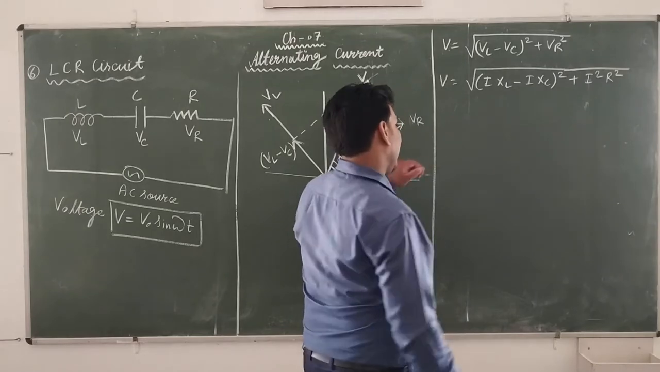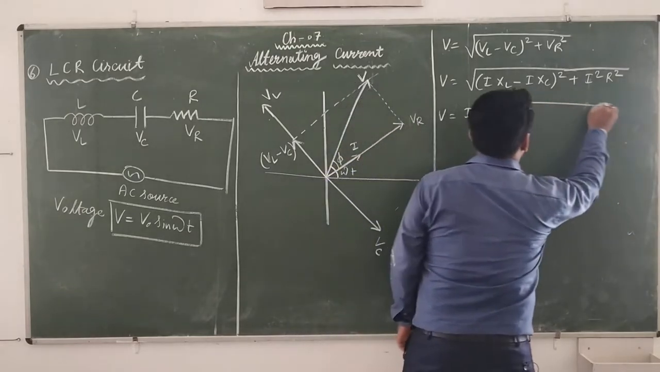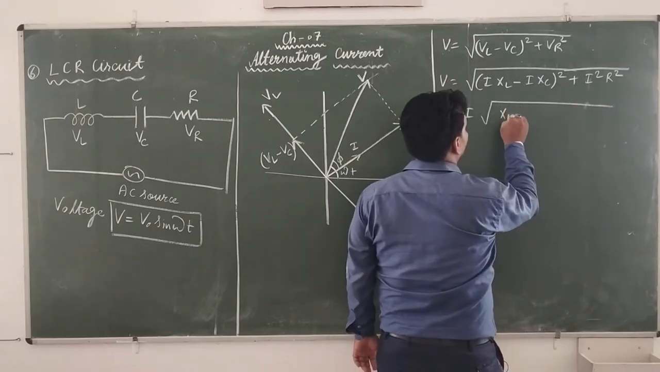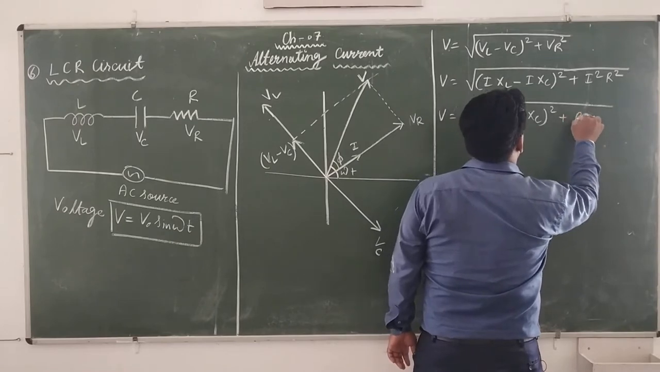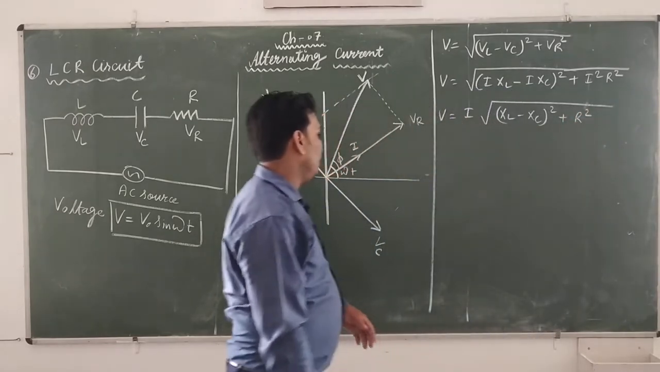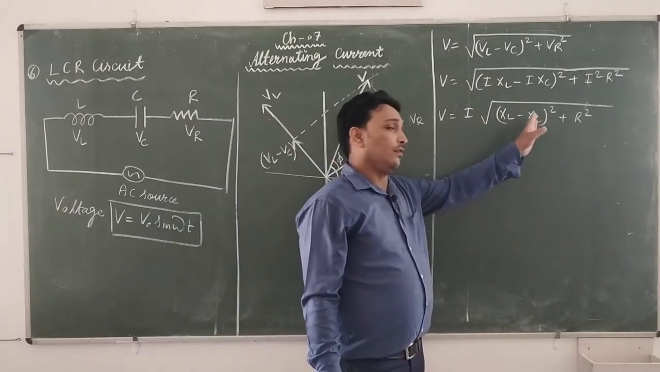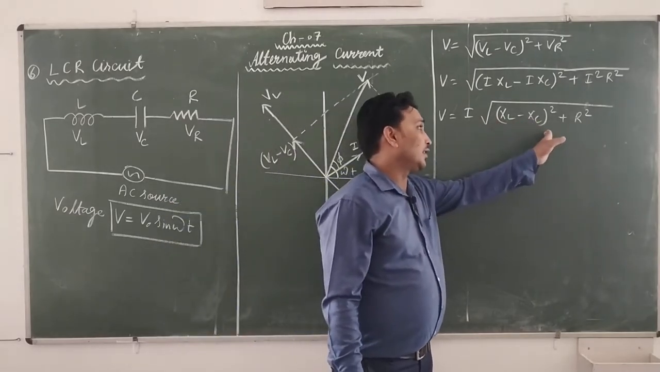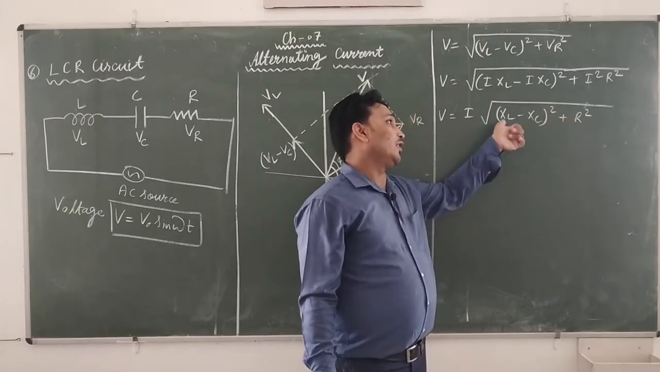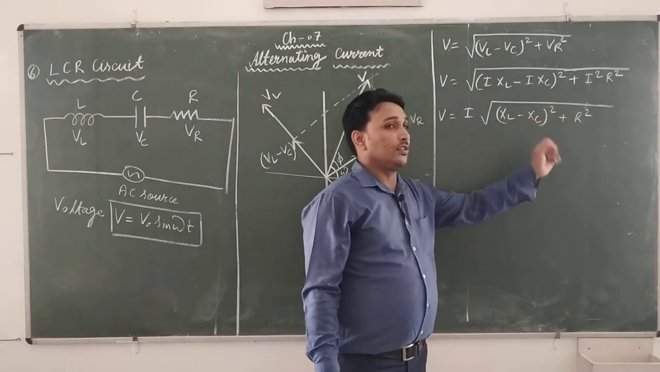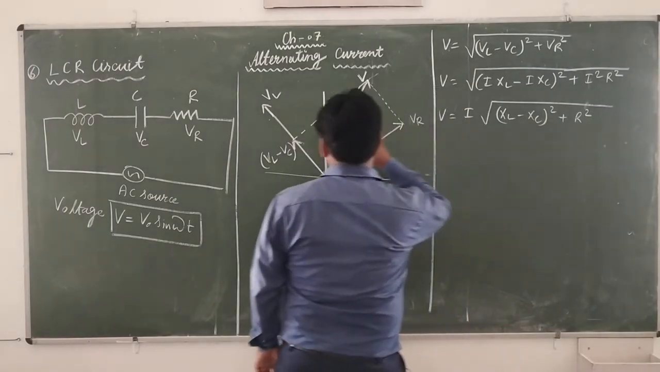Now we can take I out of the root. So under root we are going to have XL minus XC whole square plus R square. Now just see, if VC would have been greater, then in place of XL minus XC, we would have XC minus XL whole square. So since it is whole square, it doesn't matter which is greater, whether XL or XC. The answer is going to be the same only.